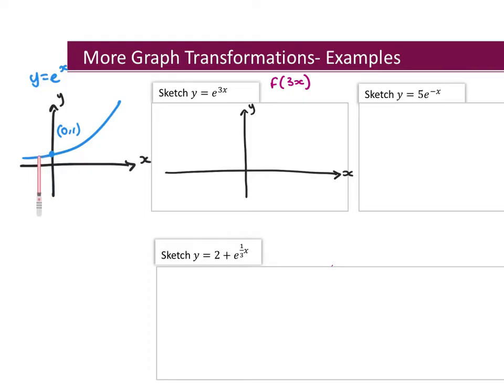So our new graph is going to look slightly different. It's still going to cross at 1. Can you see how it's just not quite as steep? Our intercept is still at 0, 1. We still have an asymptote on the line y equals 0. There we go. We've sketched it. Done.